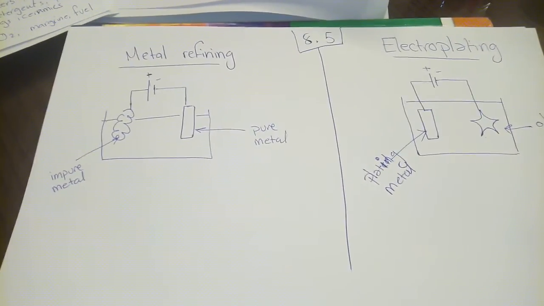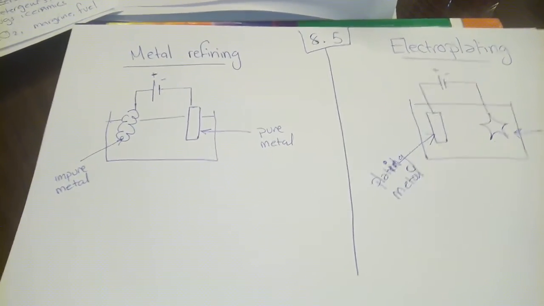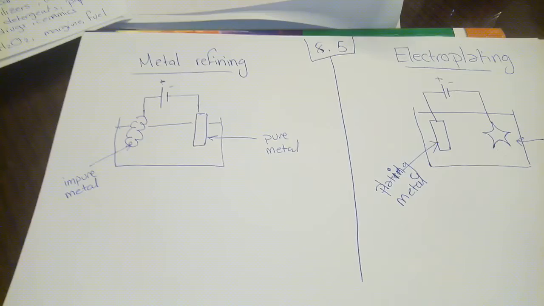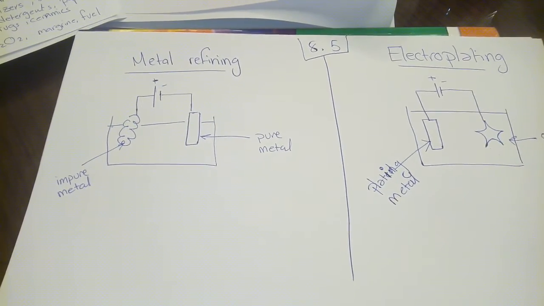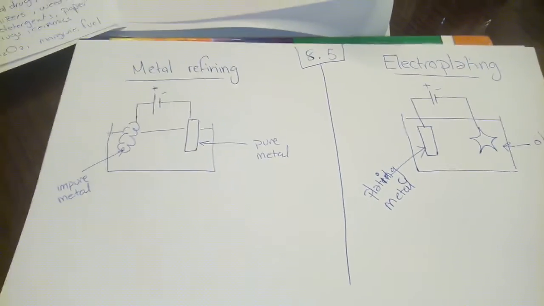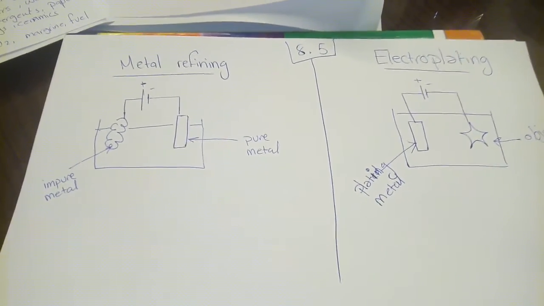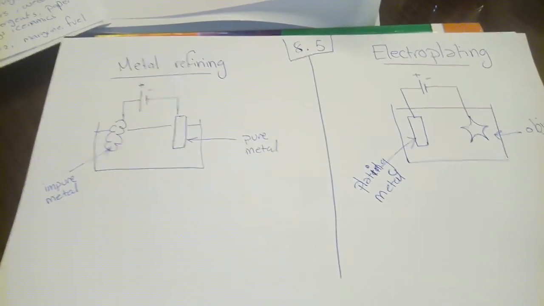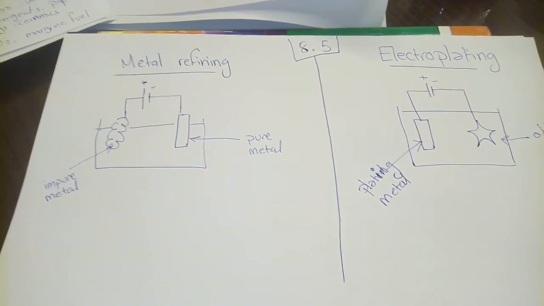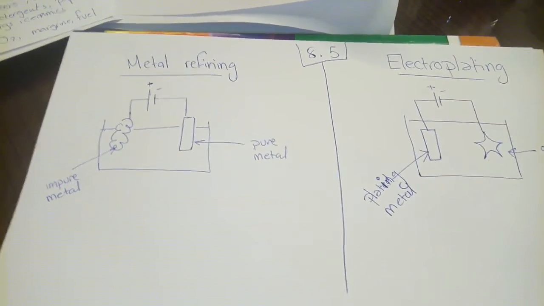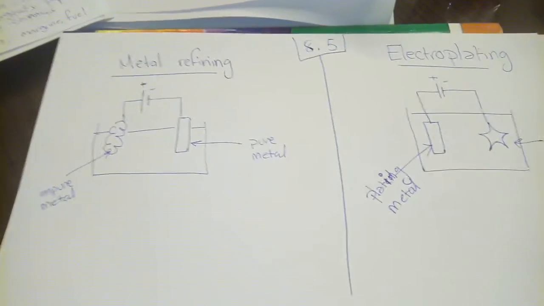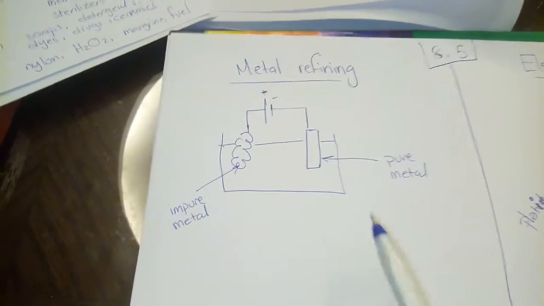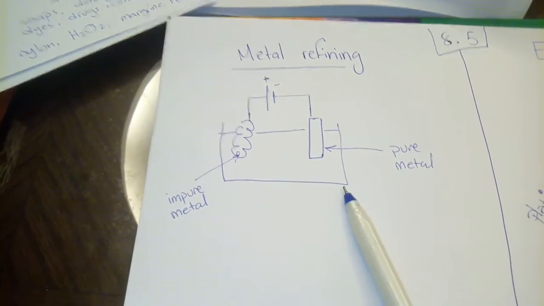Let's continue with some applications of electrolysis. The main applications, and we use them widely in real life, are metal refining and electroplating. They have the same concept of electrolysis, but we make some modifications in order to benefit from electrolysis. Here, in metal refining, I'm going to purify a metal.